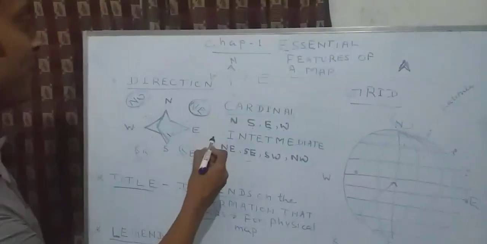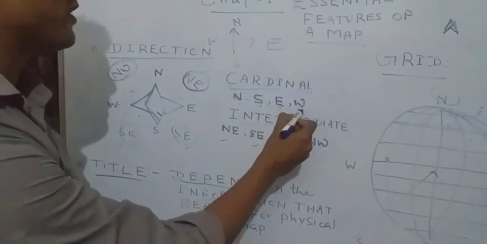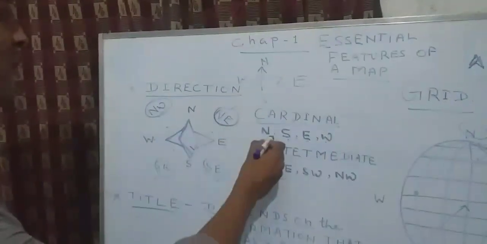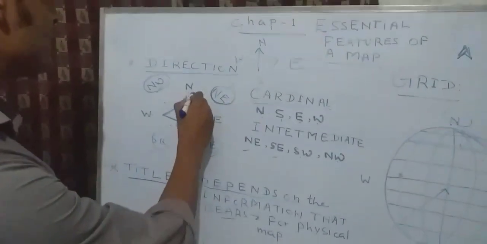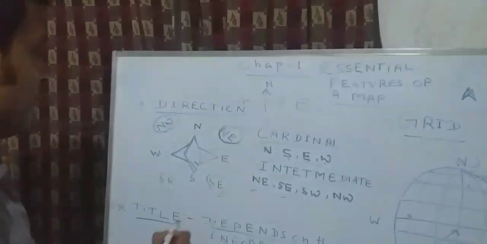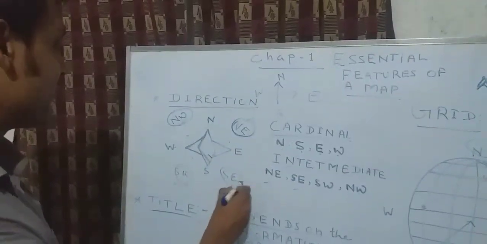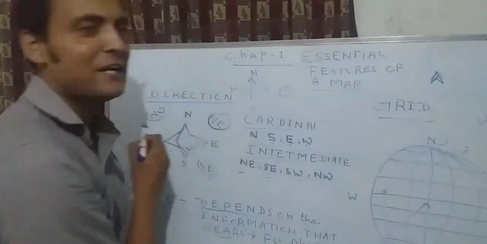Actually there are four main directions, which are called cardinal directions. North, south, east and west are called cardinal directions, and in between these four main directions exist intermediate directions. Between north and east there is the northeast direction, between south and east the southeast direction, between south and west the southwest direction, and between north and west is called the northwest direction. So these in between the four directions are called intermediate directions.